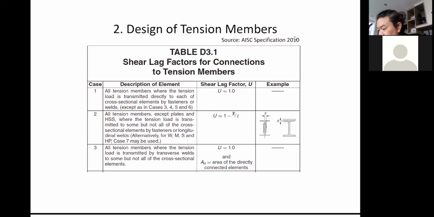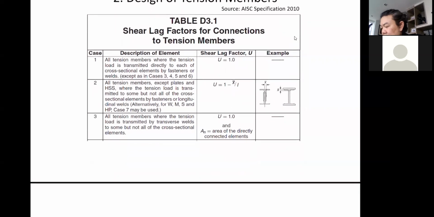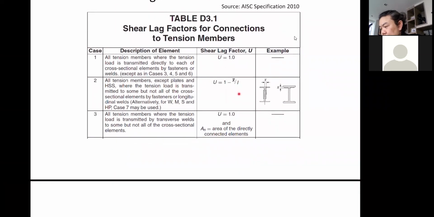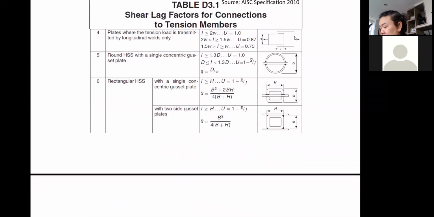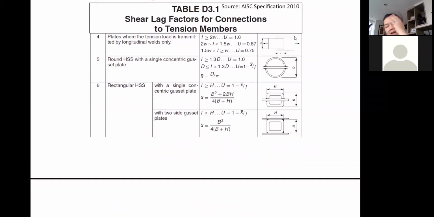Anyway, if the force can be transferred to each of the elements, so now you understand what the element is. Or I can rephrase this as: if you can connect every element of the cross section, there's no shear lag problem. If not, we can use this formula to calculate the shear lag. There are so many cases where they have recommendations on how you can handle the shear lag.